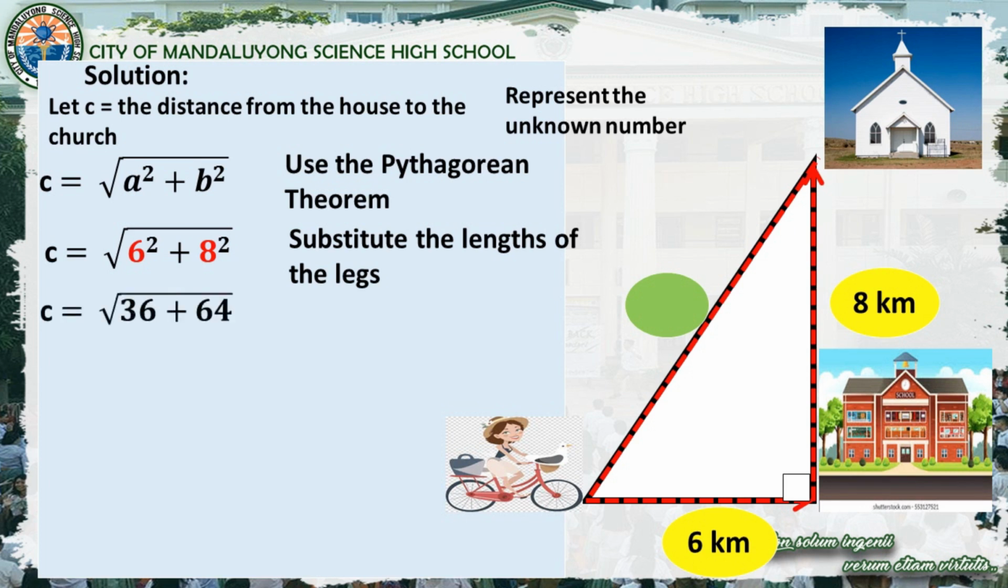Squaring them, we obtain C is equal to the square root of 36 plus 64. Adding 36 and 64 inside the radical sign, we obtain 100. So C is equal to the square root of 100. Simplifying it, therefore C is equal to 10. Normally, we'll be obtaining two values of C, the positive and the negative 10. But since we're dealing with a distance problem, we'll just be getting the positive value because there's no such thing as negative distance.